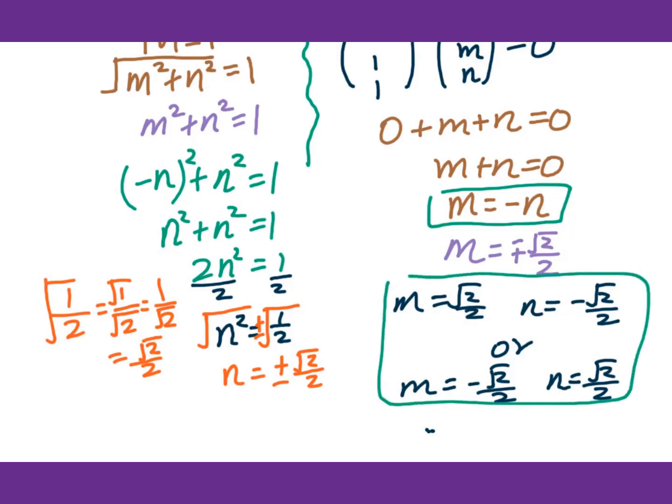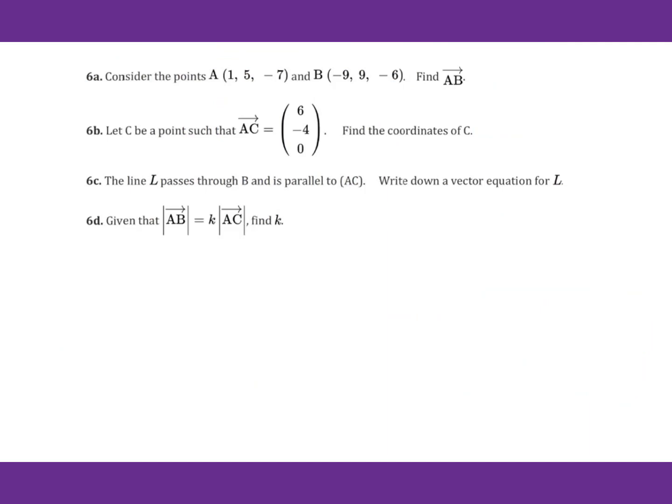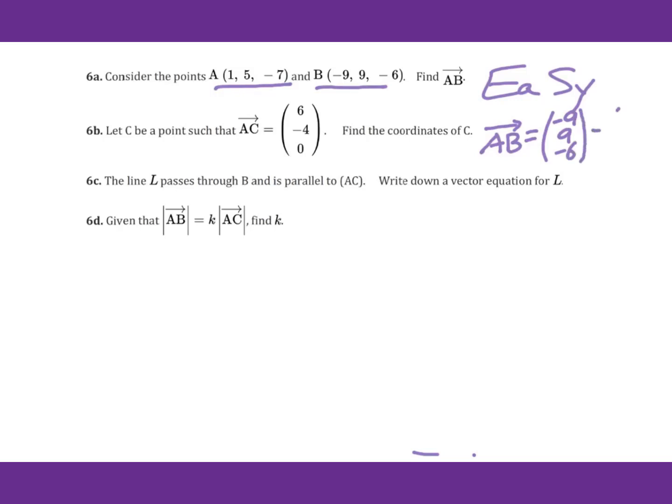This will be the solution. Let's go to 6a. Consider the points, these two. Find the vector AB. We are going to use the easy way: ending minus starting. Therefore, for vector AB equals, we have B (negative 9, 9, negative 6) minus (1, 5, negative 7). So your answer will be (negative 10, 4, 1).